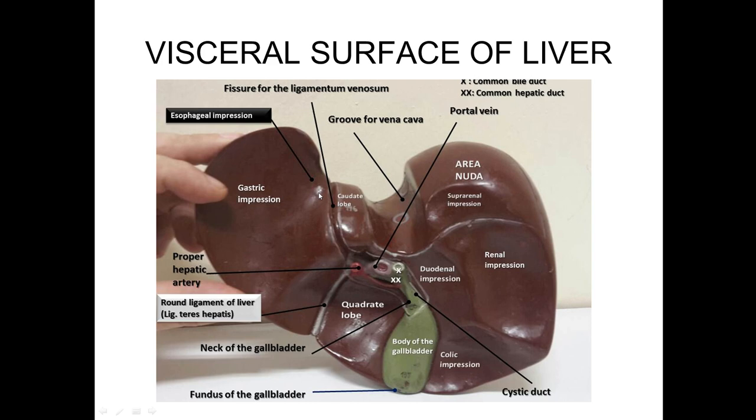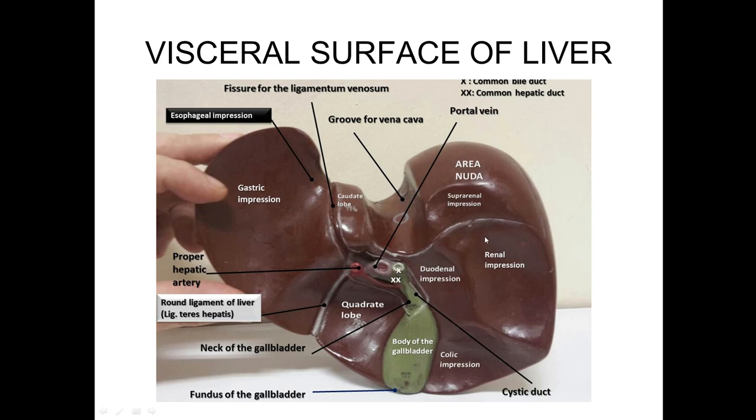Let's start once again. From the left side is the esophageal impression. Then is the gastric impression. Here lies the pyloric impression, this is the area for the pylorus of the stomach. Here is the gallbladder. Then is the colic impression. Above the colic impression is for the duodenum, that is the duodenal impression.